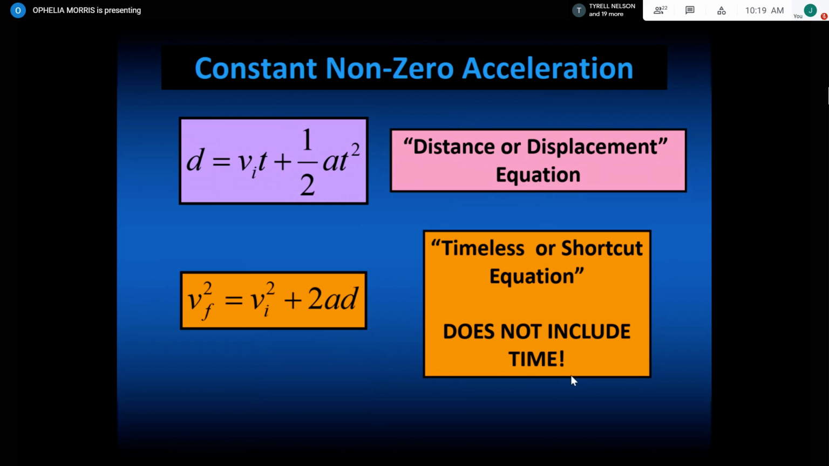So whenever you see a question that asks for distance or displacement, these are the formulas that we'll be using.